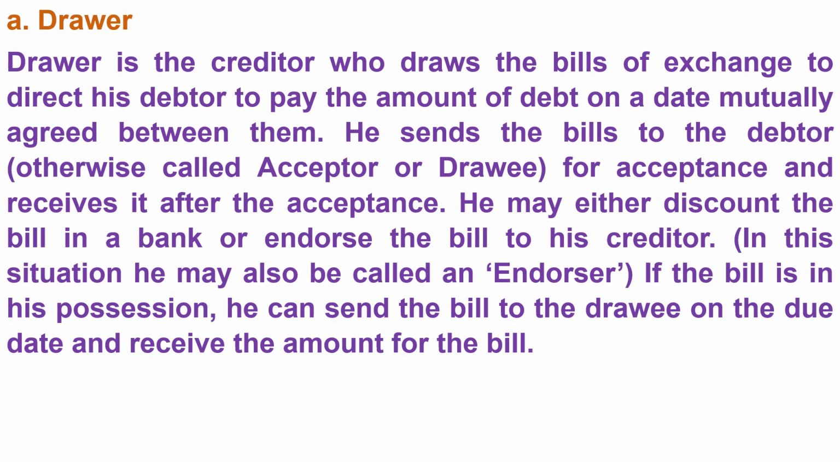A. Drawer. Drawer is the creditor who draws the bills of exchange to direct his debtor to pay the amount of debt on a date mutually agreed between them. He sends the bills to the debtor, otherwise called acceptor or drawee, for acceptance and receives it after the acceptance. He may either discount the bill in a bank or endorse the bill to his creditor. In this situation, he may also be called an endorser. If the bill is in his possession, he can send the bill to the drawee on the due date and receive the amount for the bill.